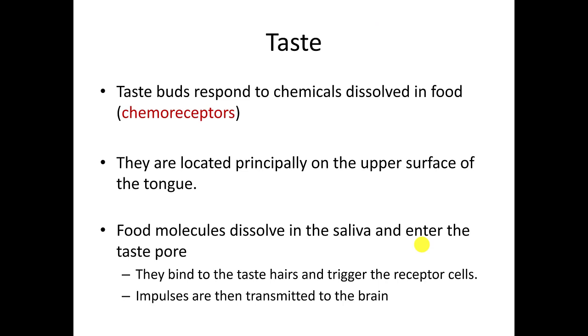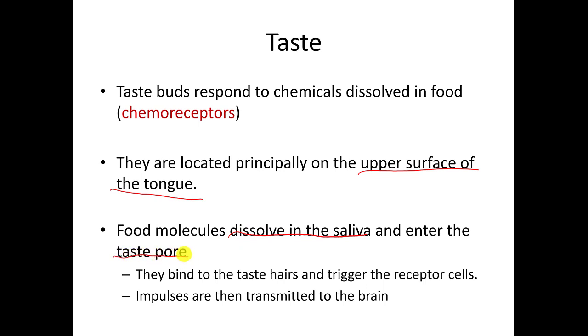Now, taste is pretty similar to smell. Again, these are also chemoreceptors. Taste buds are found on the surface of your tongue, and they're responding to chemicals that are dissolved in your food. Again, those chemicals in your food have to actually move into the liquid like your saliva and get down into your taste buds. They are found mostly on the upper surface of your tongue. And again, what's happening is those food molecules, those chemicals, dissolve in the liquid saliva and get down into your taste buds. We call those taste pores.